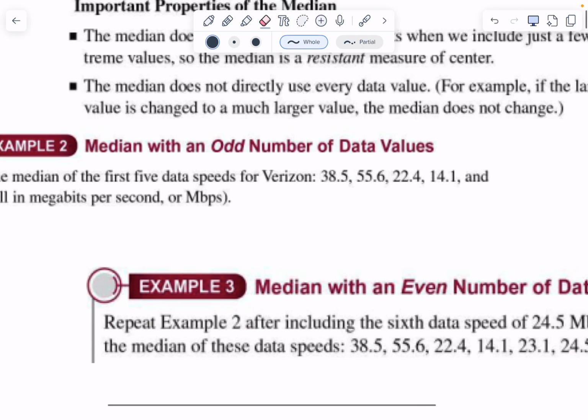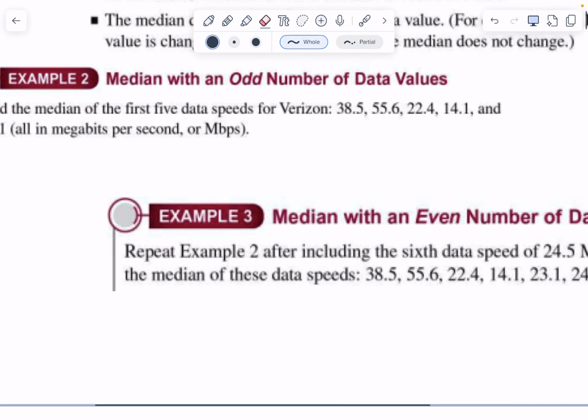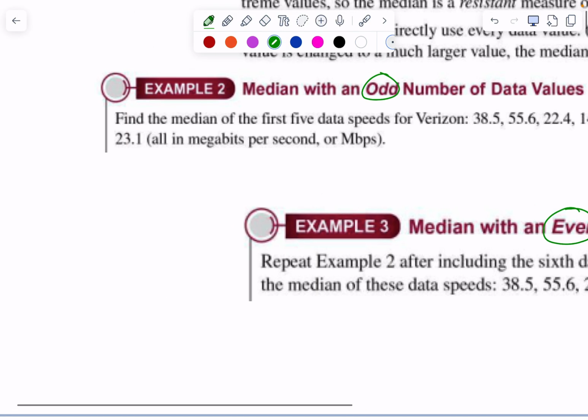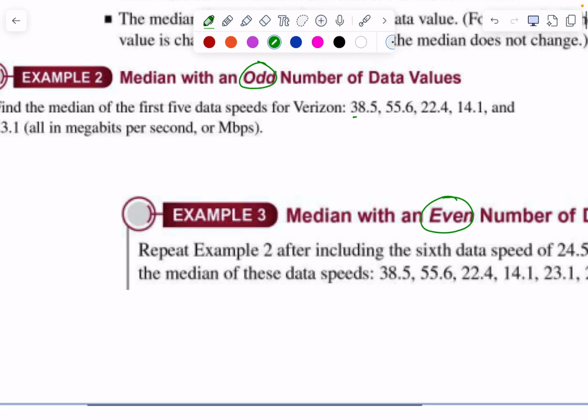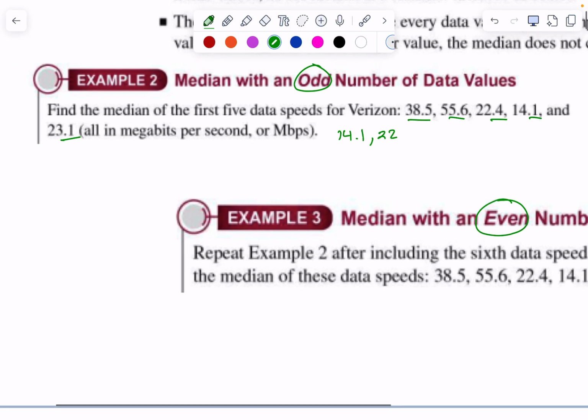Okay, so here we go. We're going to find the middle of an odd number of data, and we're going to find the middle of an even number of data. Here we have 5 numbers: 1, 2, 3, 4, 5. When you're finding the median, you have to put them in order: 14.1, 22.4, 23.1, 38.5, 55.6.